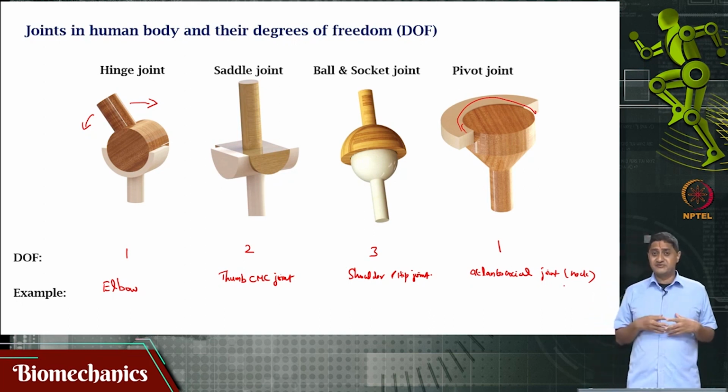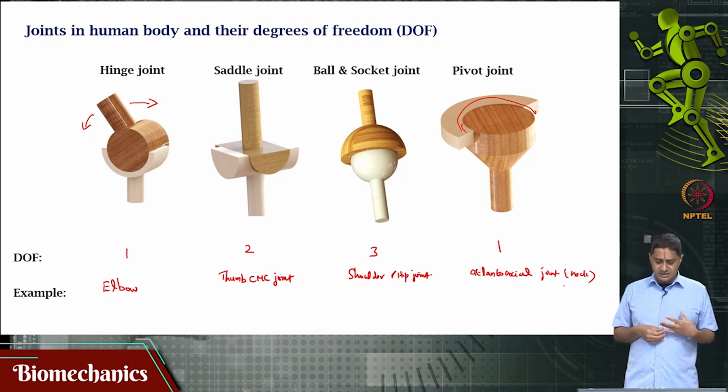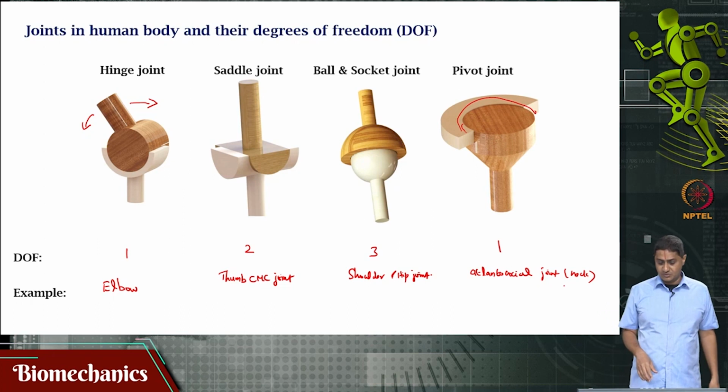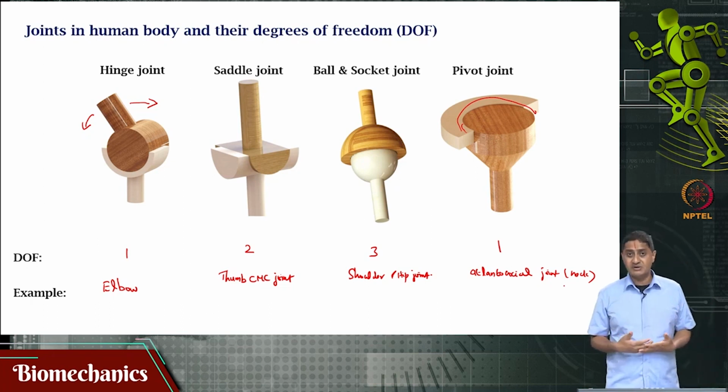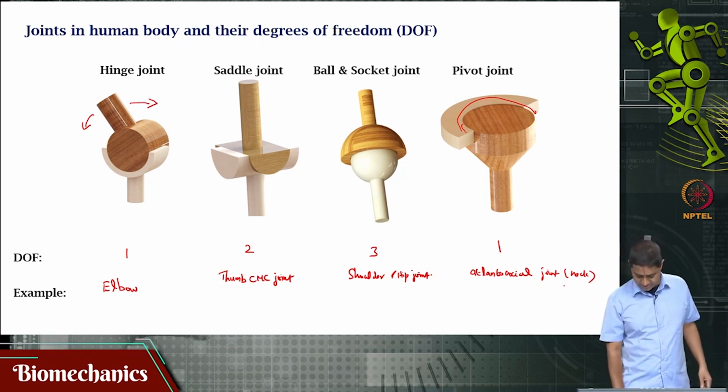So, the number of degrees of freedom varies, the amount of movement increases, and different types of these joints give rise to different amounts of movements within the available degrees of freedom. So, it is not just the number of degrees of freedom, but it is also the amount of movement that is possible, right. Or the range of motion that is possible. Okay.